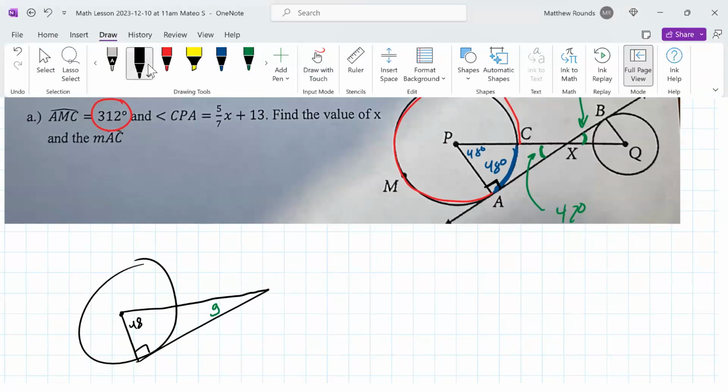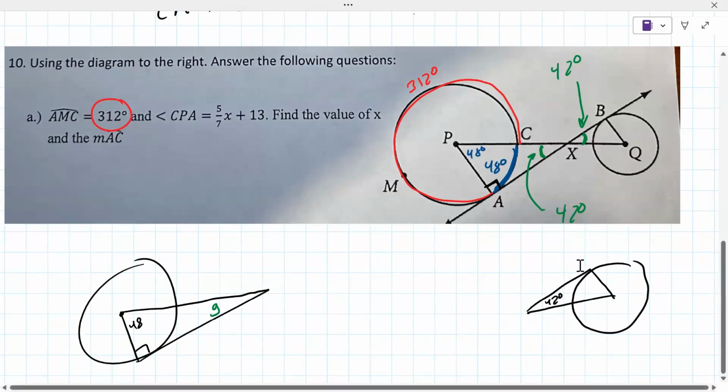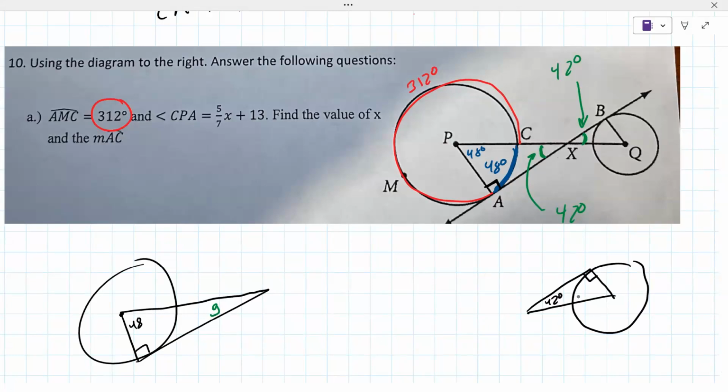What about this other triangle over here? 40. Where this is 42 and that's 90, then could you find Q? Yeah.